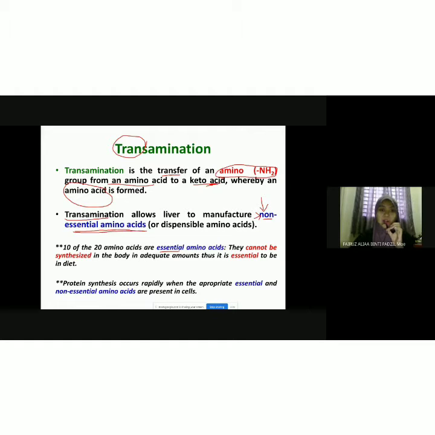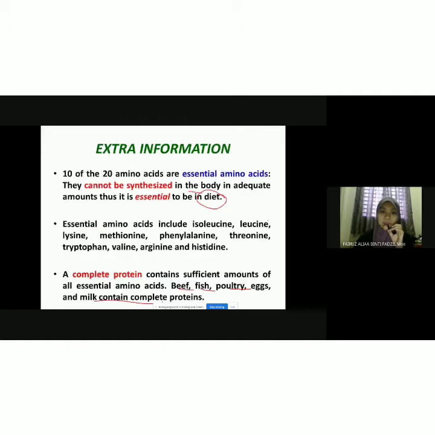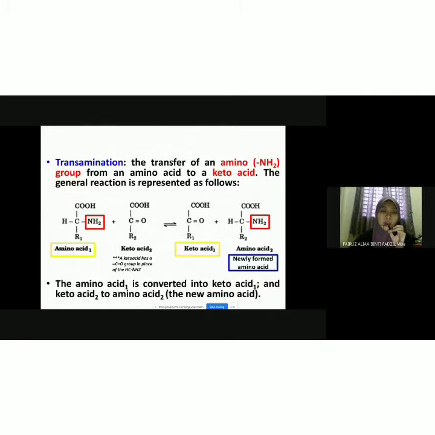Why do we need both non-essential and essential amino acids? Because both are needed to make protein. For us to make the protein, we need both essential and also non-essential amino acids. So that's why it's important for the transamination to occur in order to produce non-essential amino acids. So we go straight away to the transamination process.